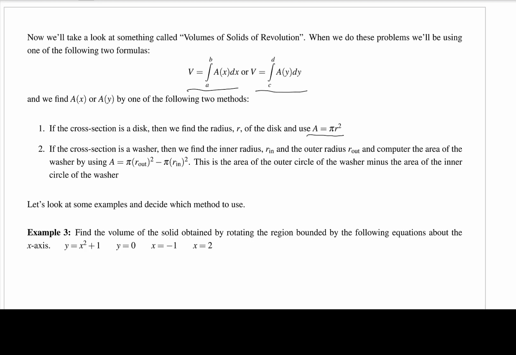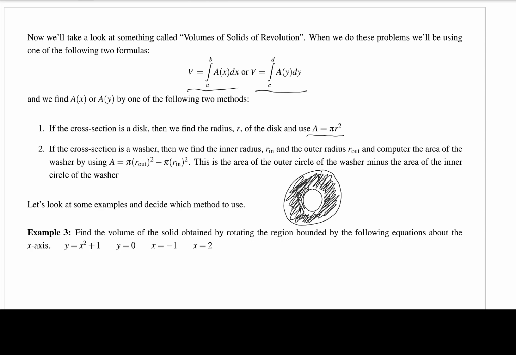If your cross-section is a washer, so real quick, a washer is something that looks like this. It's like a disk, but we take out some smaller circle, some smaller disk centered in our bigger disk, right? You can kind of think of it like a two-dimensional donut. It kind of looks like that.